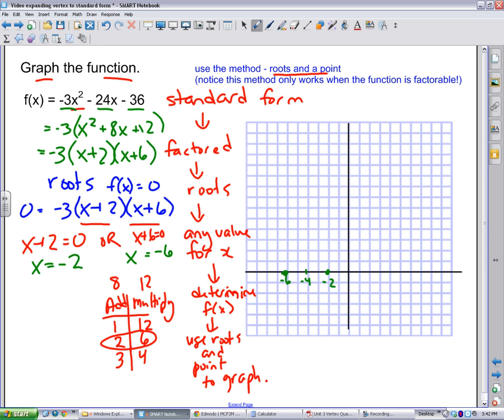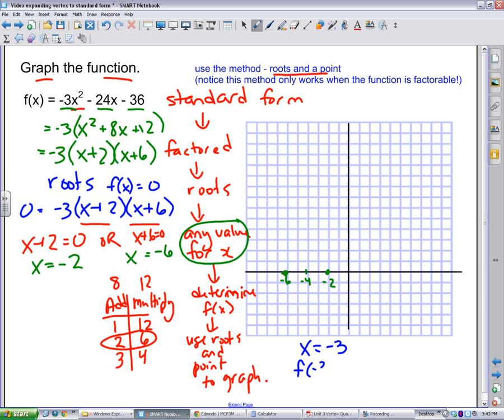Now I could pick any particular value that I want for this step, x, but since I know that my vertex is going to be in between, I'm going to pick a value in between -6 and -2, and it doesn't really matter. So let's try x equal to -3.